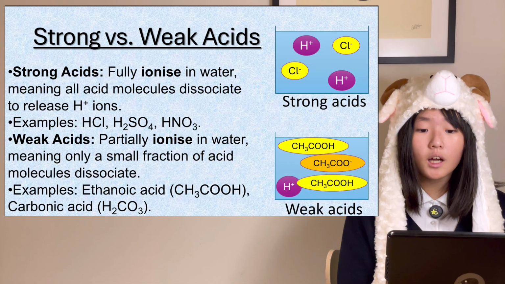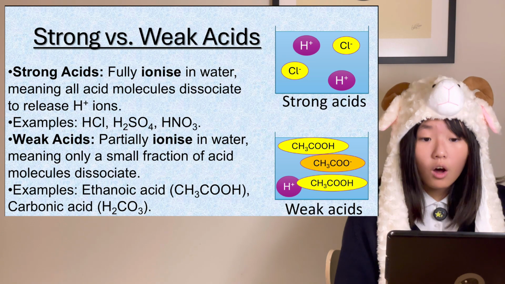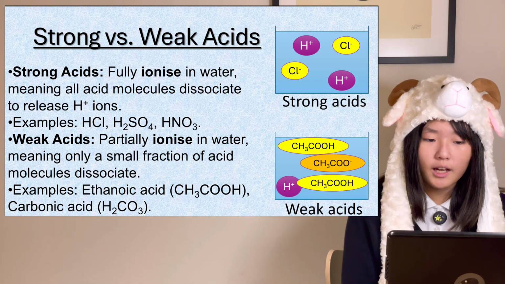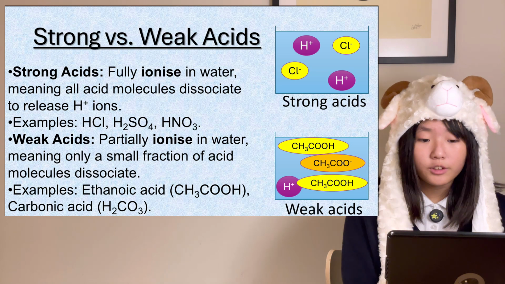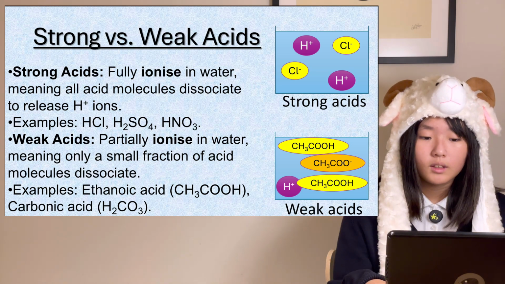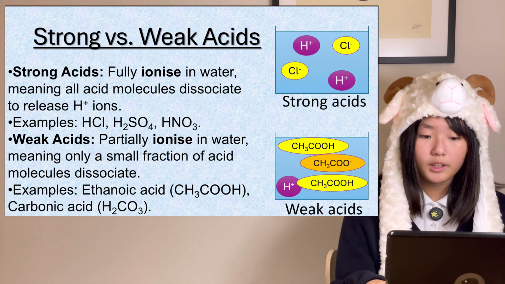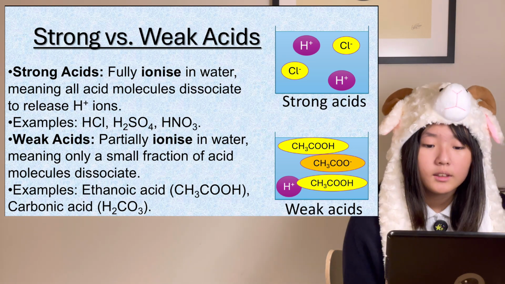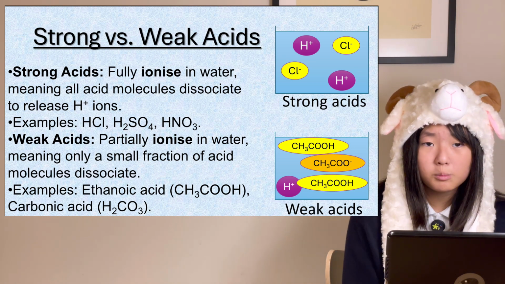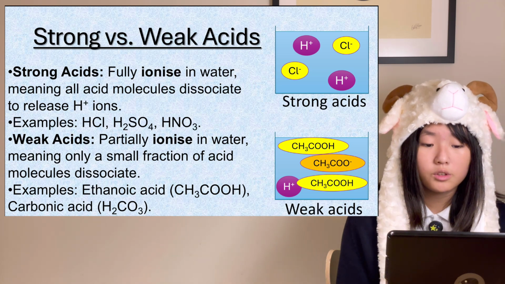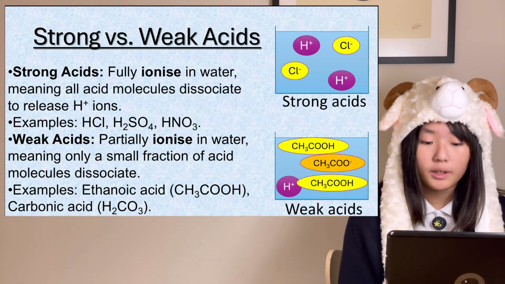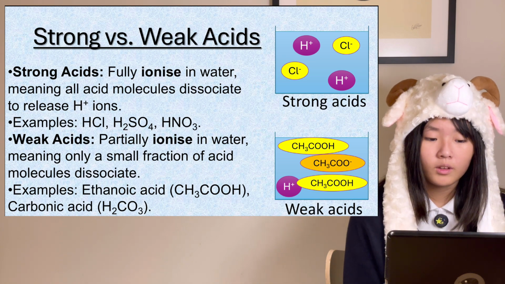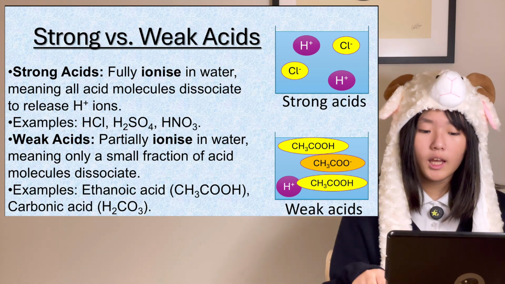Strong acids fully ionize in water, meaning all acid molecules dissociate to release H+ ions. For example, hydrochloric acid, nitric acid, and sulfuric acid. Some weak acids partially ionize in water, meaning only a small fraction of acid molecules dissociate. For example, ethanoic acid, CH3COOH. Carbonic acid, H2CO3.